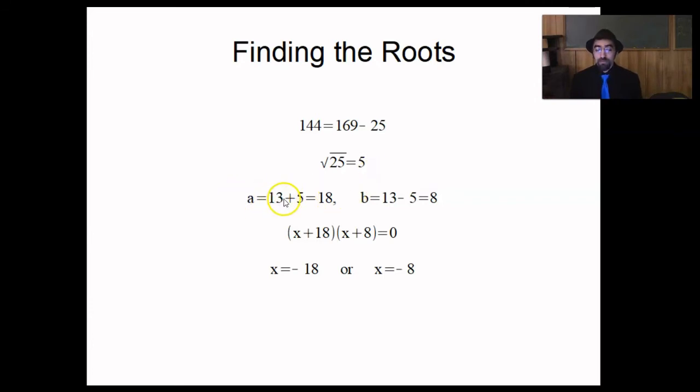So we say, okay, one of them is going to be 13 plus 5, the other is going to be 13 minus 5. That gets us 18 and 8, and sure enough, 18 and 8 add up to 26 and multiply together to 144. Gets us (x plus 18) times (x plus 8) equals 0, so x equals negative 18, or x equals negative 8.